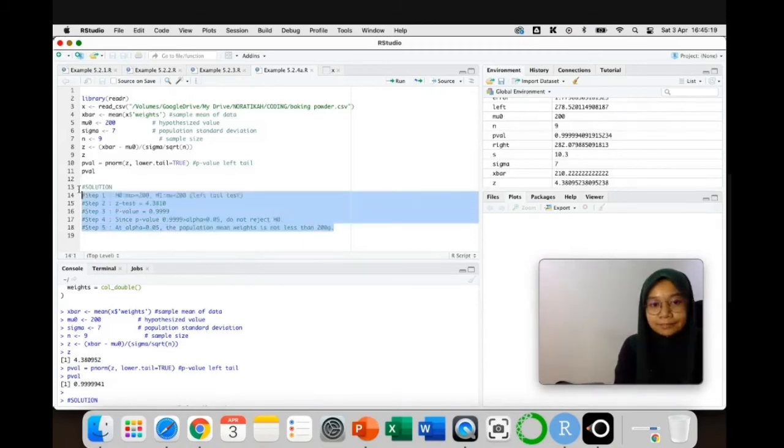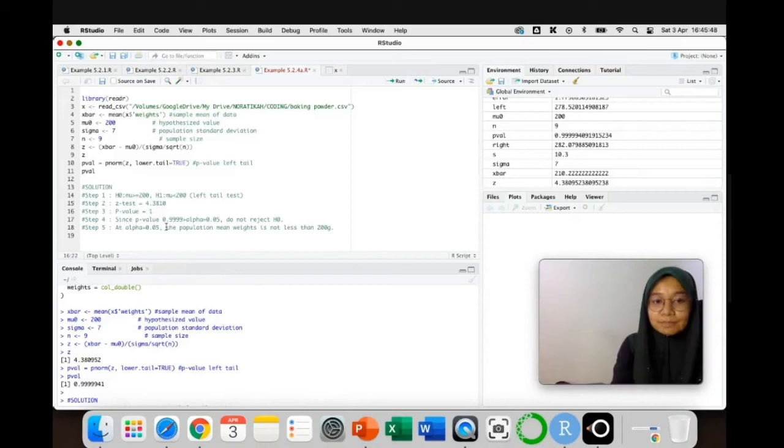So how you want to write down the solution? Like this. Step number 1. H null: mu is greater than or equals to 200. H1: mu is less than 200 because this one is a left tail. Step number 2 is your Z test. Z test is equals to 4.3810. Saya round up to 4 decimal places. So, step number 3, p-value. P-value ni boleh kita tulis sama dengan 1. 0.9999. So, since p-value equals to 0.9999 or p-value equals to 1 is greater than our alpha, 0.05.